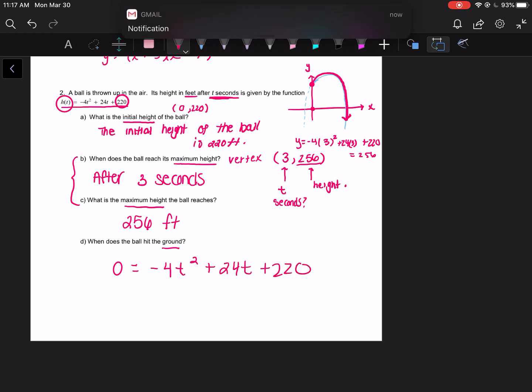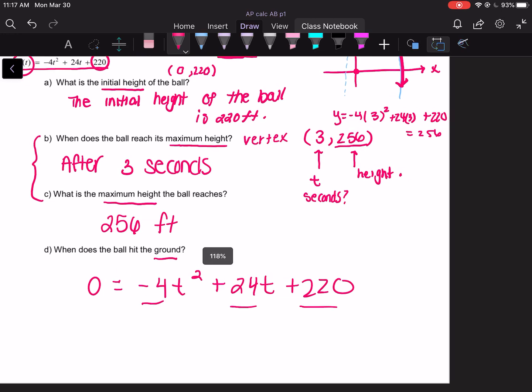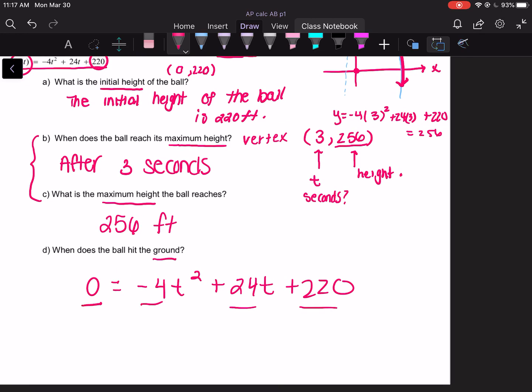And then this part wouldn't be fun. You'd have to factor this. You would have to factor out a -4, that's your GCF, and then find factors of your C value that add up to your middle value. It just takes a lot of time. So here's how you do it with the calculator. I'm trying to find out, when is my height 0? When is this ball hitting the ground?